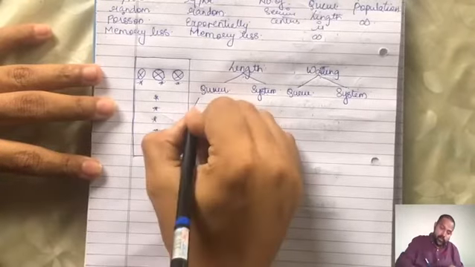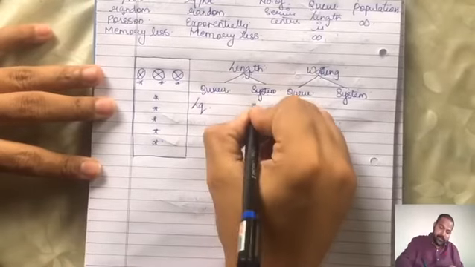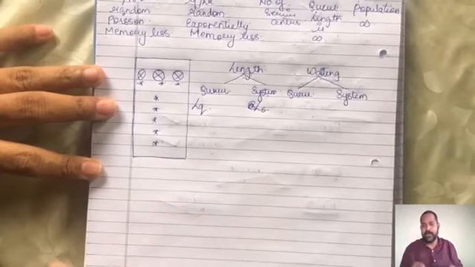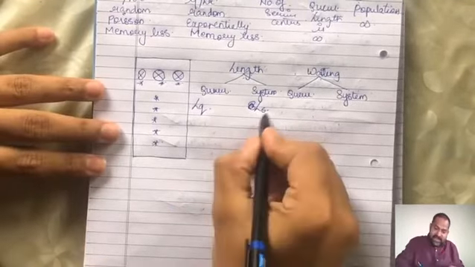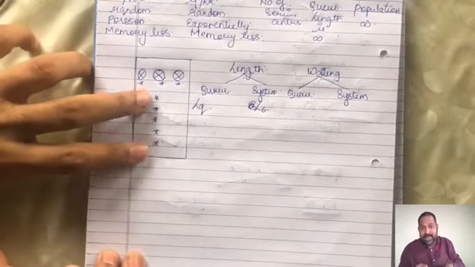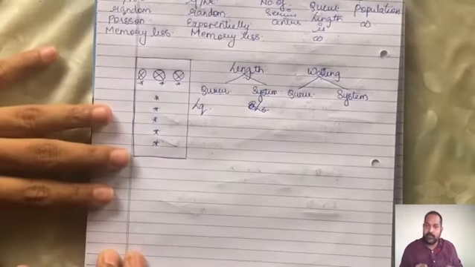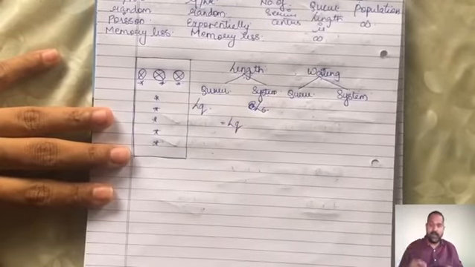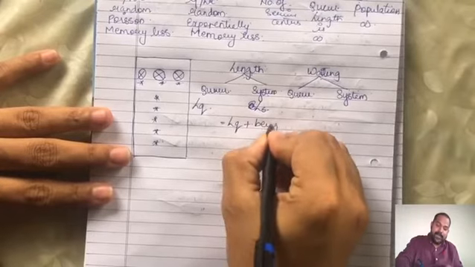So length of queue is represented as LQ. Length of the system is represented as LS, and both are related to each other. How are they related? Can I say the entire system is nothing else but the people in the queue plus the people being served? So length of the system is nothing else but the entire queue plus the people being served.